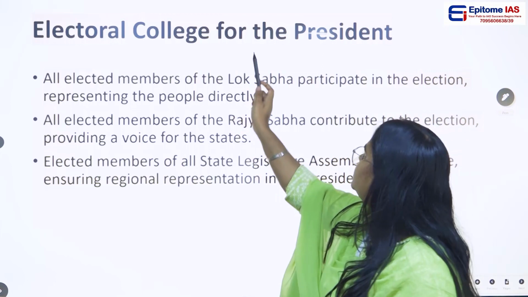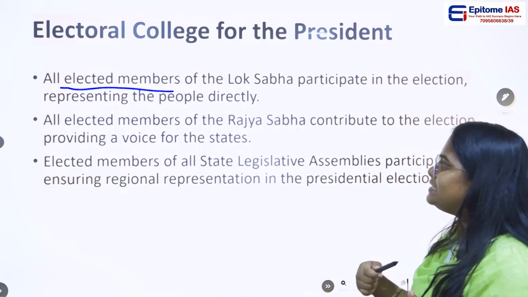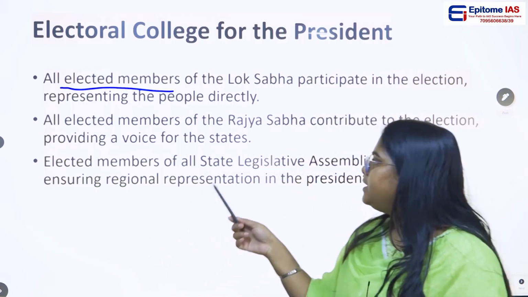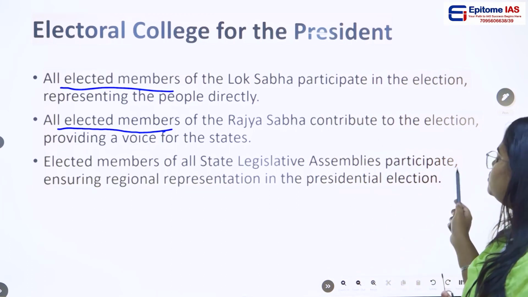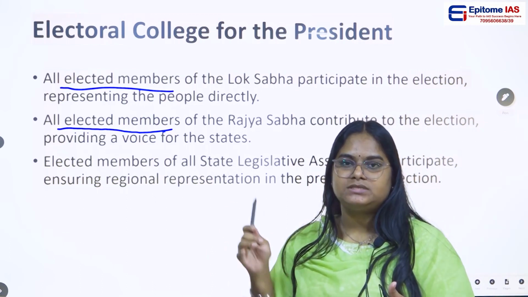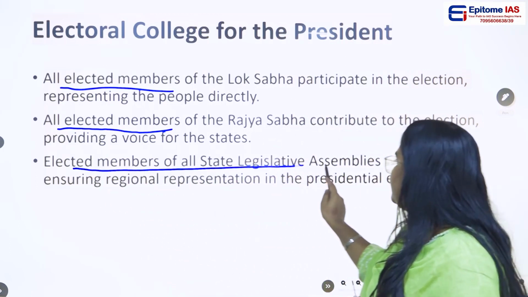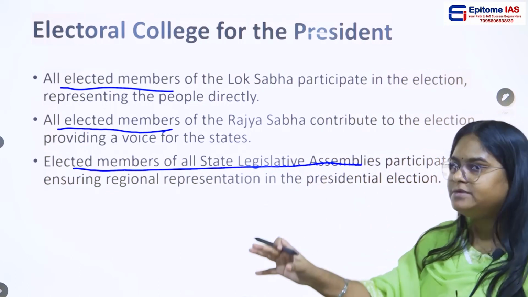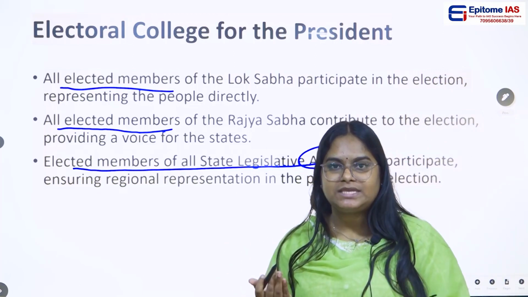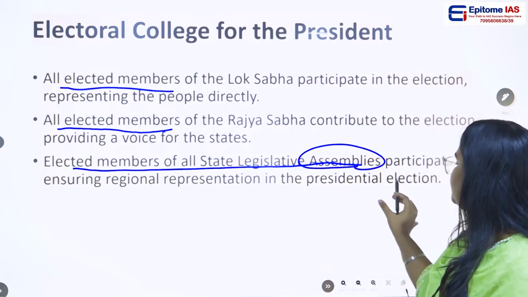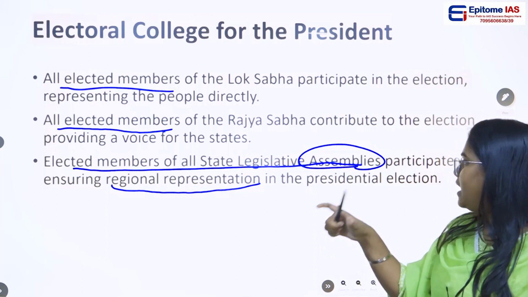So if you see here, the electoral college of the president: all elected members of Lok Sabha participate in the election, representing the people directly, and all elected members of Rajya Sabha are also part of the electoral college, providing a voice of the states, as the members of Rajya Sabha are the representatives of the states. Elected members of all state legislative assemblies also participate, only the elected members, not the nominated members, and only the legislative assembly, not the legislative council, because most of the states don't have a legislative council. They represent the regional parties.